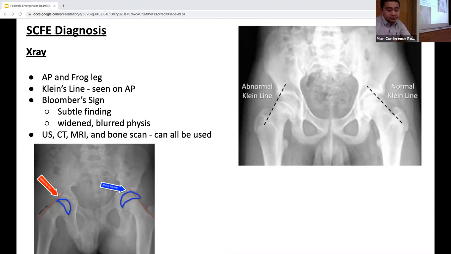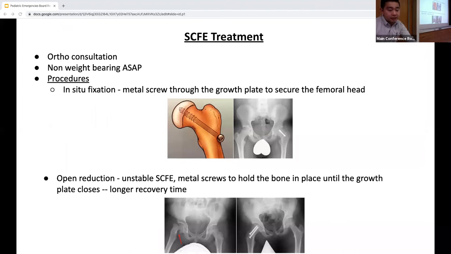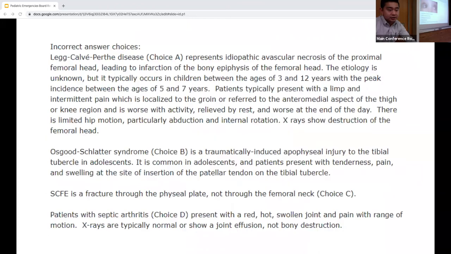All right. So for treatment, you're going to do an ortho consultation, obviously. You're going to do non-weight bearing. You don't want this to progress very quickly. And then the treatment is surgical. You do fixation of the femoral head. Sometimes you can do an open reduction as well. But yeah, most of the time, the treatment is surgical. All right, and these are just the incorrect answers.